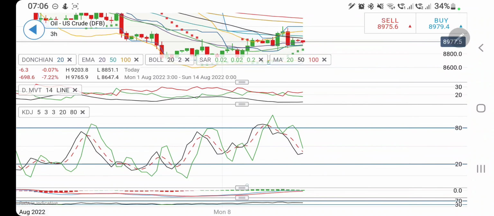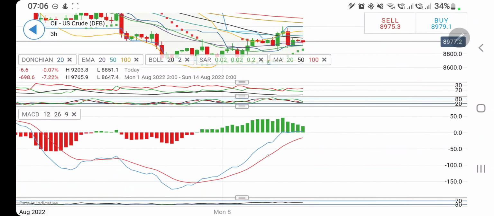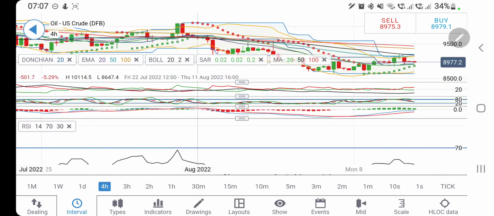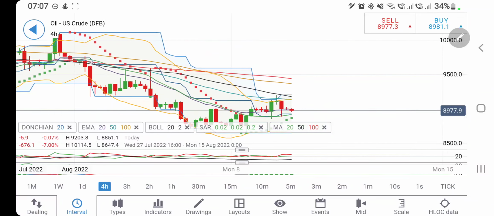Directional movement bearish, strongly bearish rather, I'll say. Stochastic is crossing over for a bullish move. It is looking upwards now. MACD is trying to converge here. RSI is looking downwards with a very little slope.